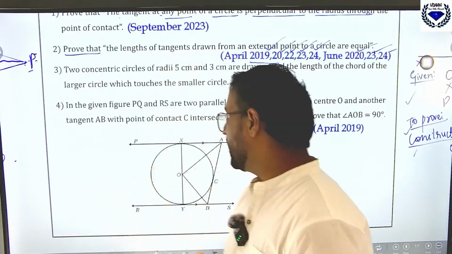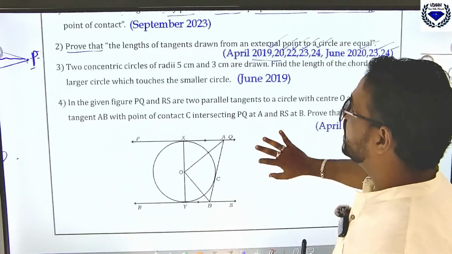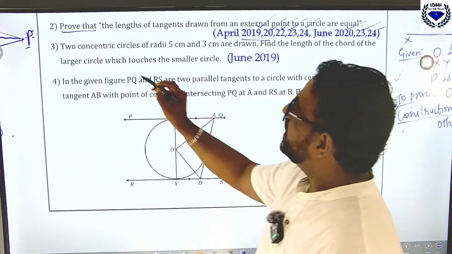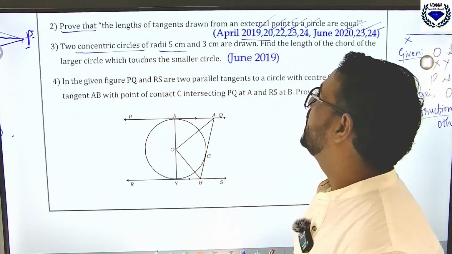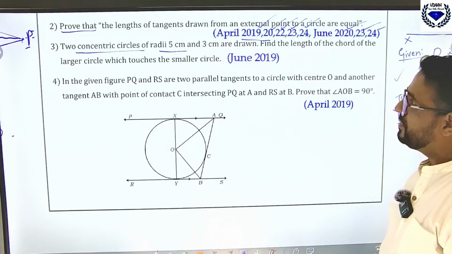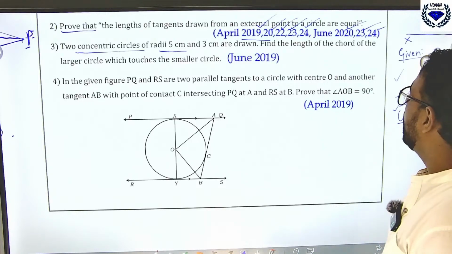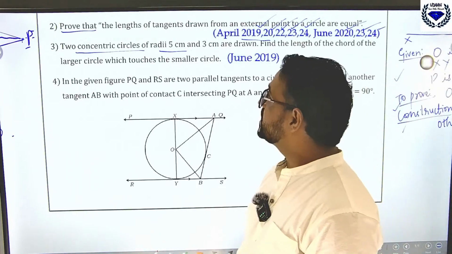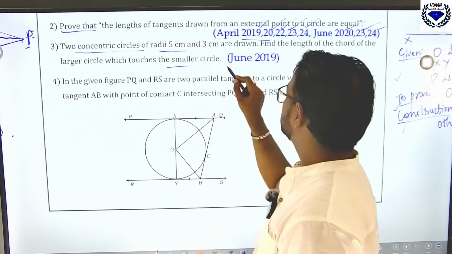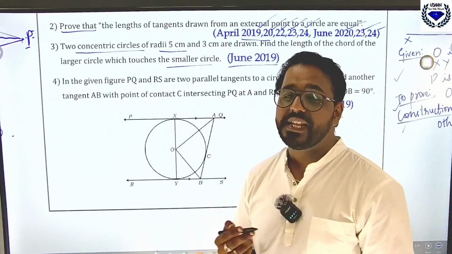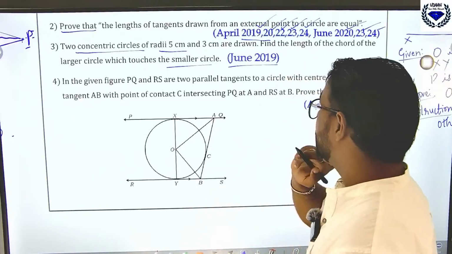Okay. So coming to the next question, that is question number 3. See here, two concentric circles of radii 5 cm and 3 cm are drawn. Find the length of the chord of the larger circle which touches the smaller circle. Okay, this question has come in June 2019. Now you can see here two concentric circles.